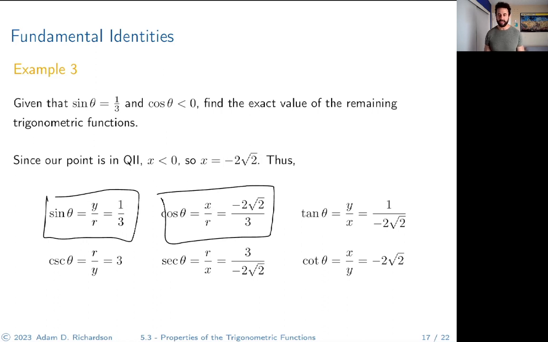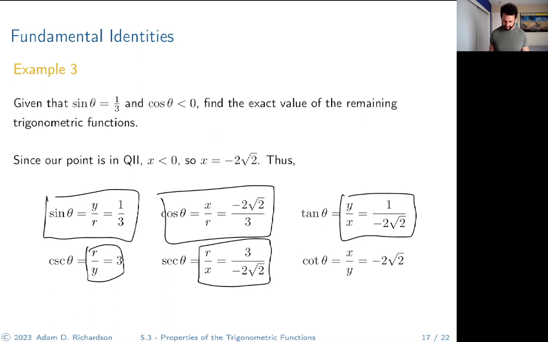Once we have those two values, we can find tangent. Just do y over x: 1 over negative 2 root 2. To find cosecant, do r over y. To find secant, do r over x. And to find cotangent, do x over y. There we go. And that's it. That's the whole idea. Once you get sine and cosine, everything really does just kind of fall right out.